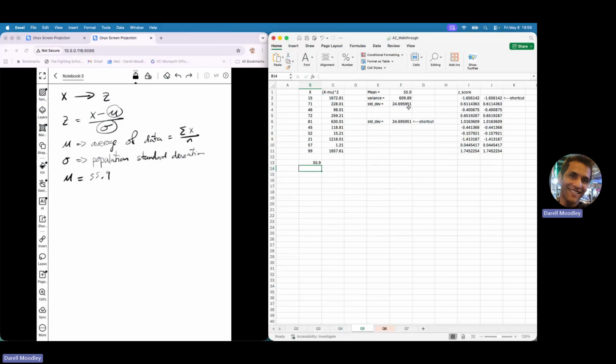Now sigma, that equation is a bit different. Before you get sigma, you actually need to find sigma squared. It's easier to find sigma squared, or you can just go straight to sigma, but I'm going to show you sigma squared first. The equation for sigma squared is the sum of each x value minus the mean, squared, all over n. What that means is you take each x value.